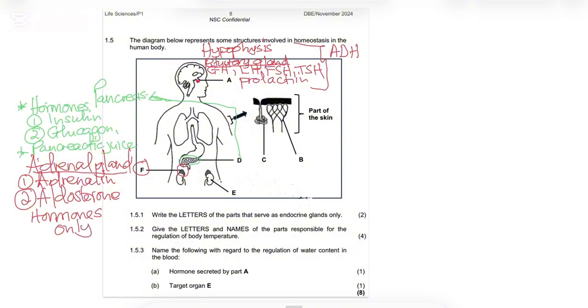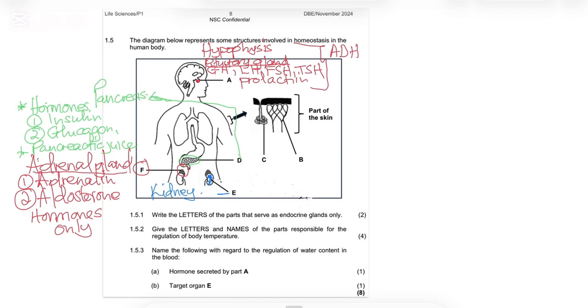We then move on to part E. As you can see, part E is this little structure that is shaped like a bean. And this part is known as the kidney. Maybe let me label it the other way so that we have enough space. So this is the kidney. The kidney does not produce any hormones.